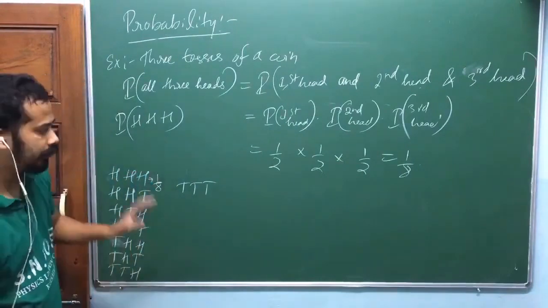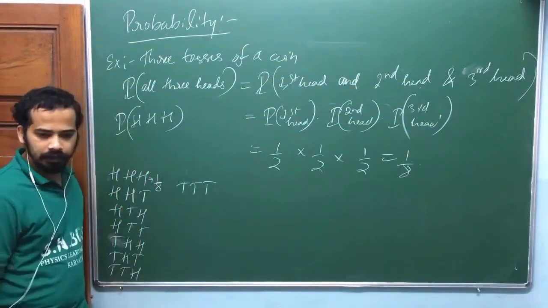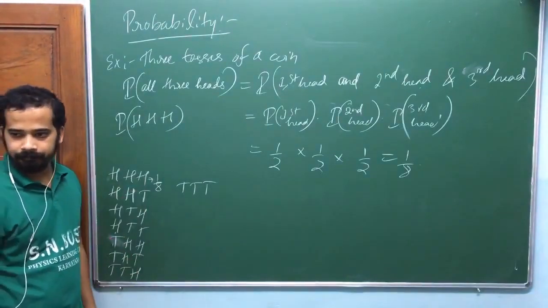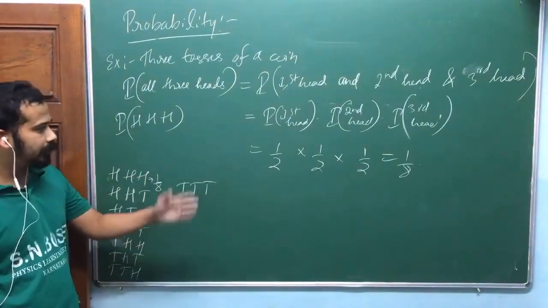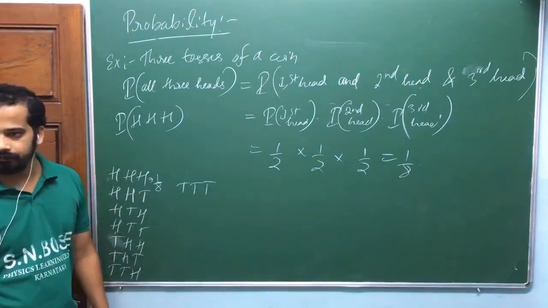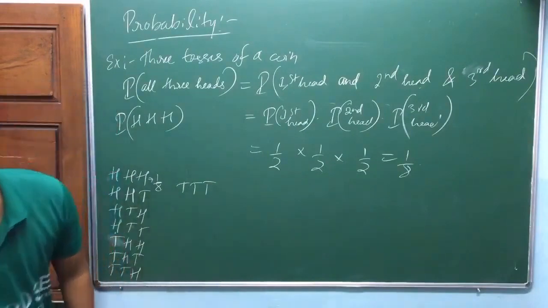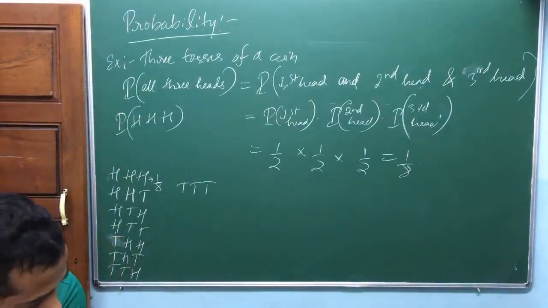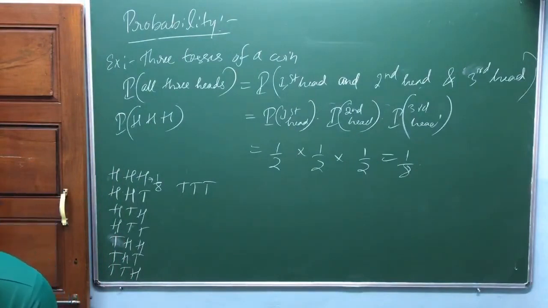Are you getting my point? Try to understand each and every example completely. So then that means you know how to apply the theorems. Is that okay? Then you don't have to go for this sample space, am I right? You can write half into half into half here. Any questions? Speak out.